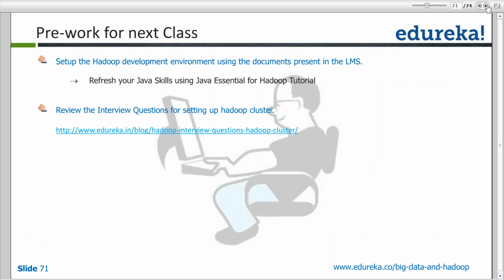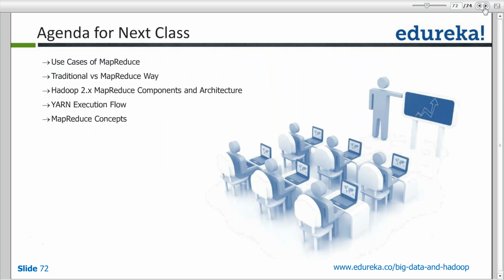Tomorrow's session would be a practical session. We would be coding for MapReduce and see how MapReduce works. What is YARN? Agenda for next class: we'll see use cases for MapReduce, which we have discussed already, the traditional versus MapReduce way, and the Hadoop 2 components. That is what YARN is, how the data flows in YARN, and we will see MapReduce concepts.